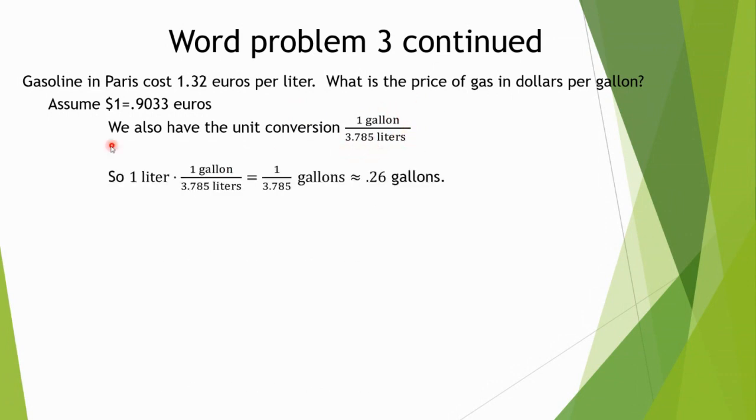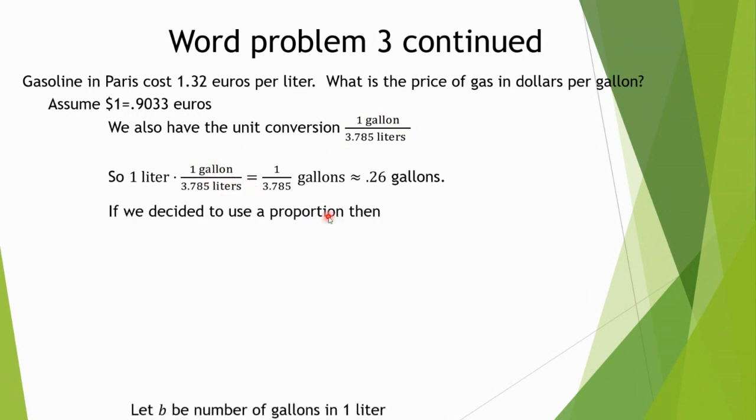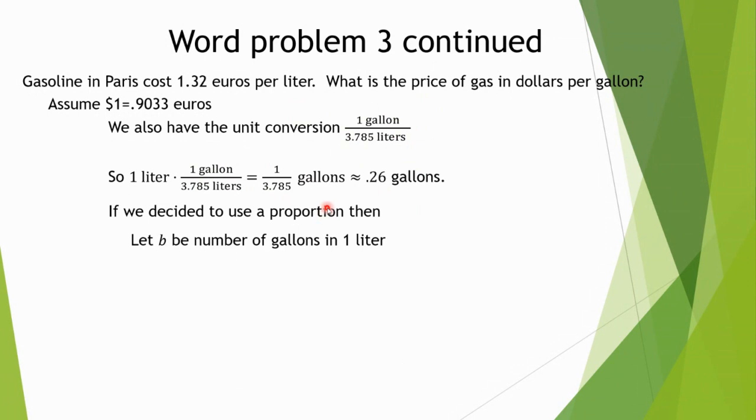Namely, this is how you would solve it using the factor label method. I just did that for fun. You can multiply, and then liter cancels. If you want, this is the factor label method. But let me use the proportion. I'm going to use a proportion to solve this.